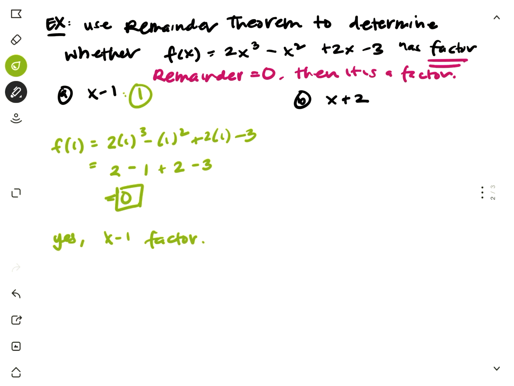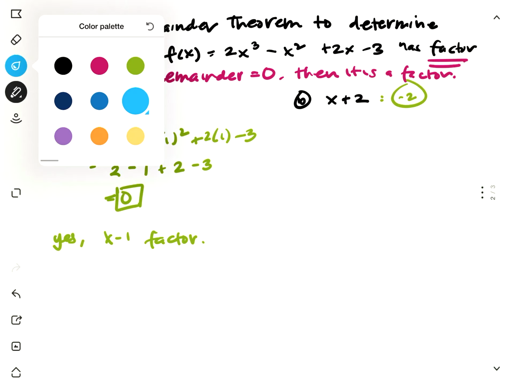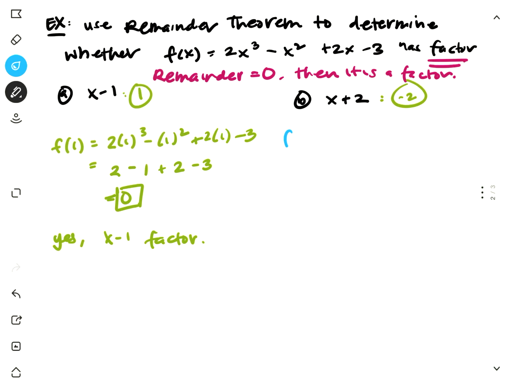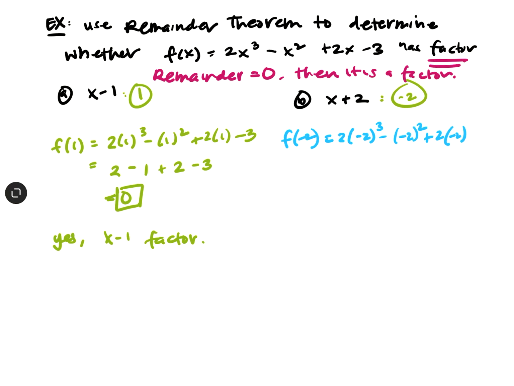Okay, let's do the same thing for the second one. We're finding the 0 here, so what plus 2 is 0? That's negative 2. Let's change colors. So we're doing f of negative 2. So 2 times negative 2 cubed minus negative 2 squared plus 2 times negative 2 minus 3.